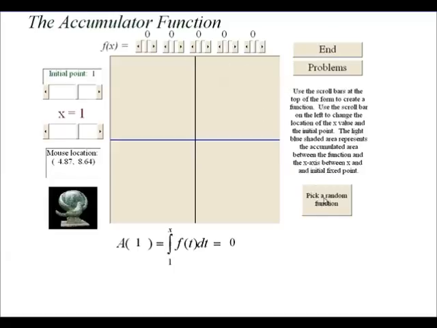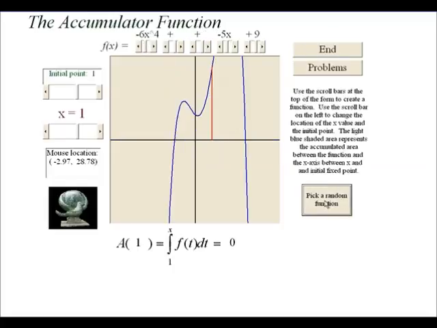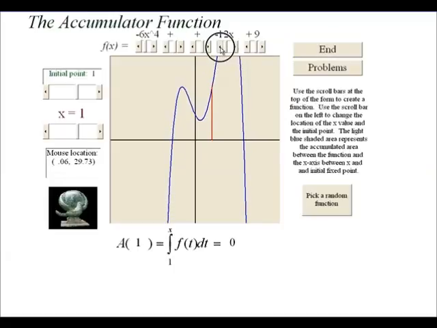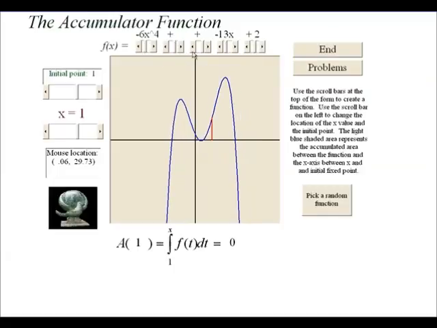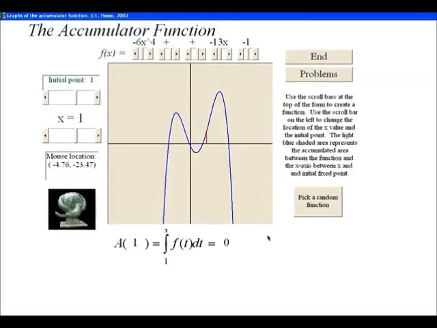Now, we can pick a random function. Again, I'm using a polynomial simply because it's easiest to graph. And if you don't like the look of it, you can modify it and bring things down if you want. Let's see if I can change that. Let's maybe bring this down a little bit more. So the accumulator function here accumulates area. This integral represents the area from 1 to an x. And right now, when x is 1, the total accumulated area under this curve is 0.